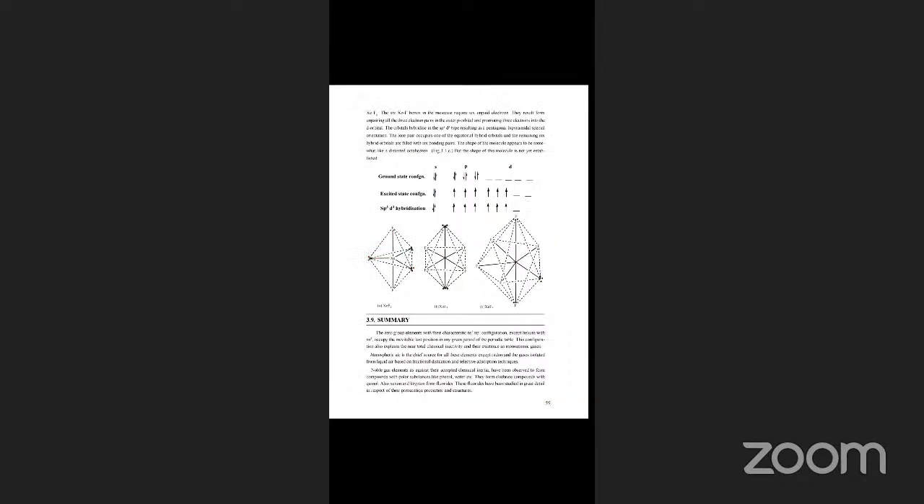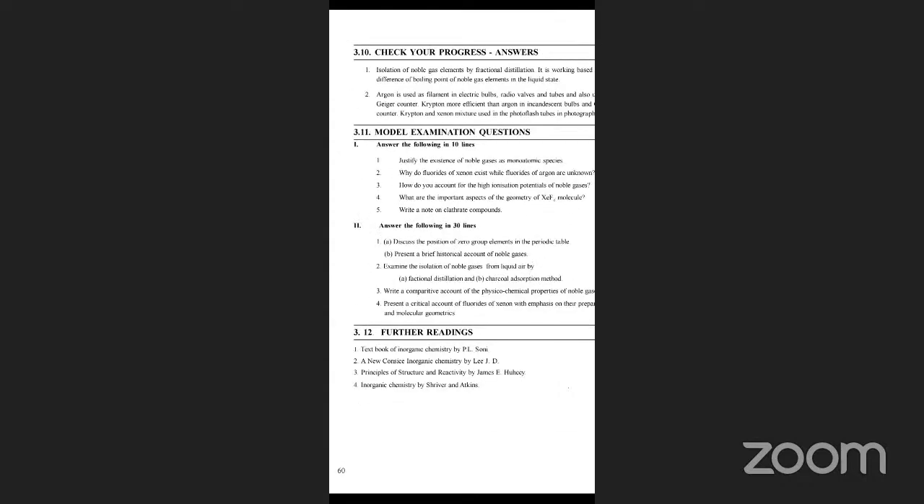See the questions. Despite the existence of noble gases as monoatomic species, why do fluorides of xenon exist? Fluorides of argon are not known. So it's a question. Also discuss the isolation of noble gases by the liquid air fractional distillation method and charcoal adsorption. Charcoal adsorption is very, very important. Then uses of noble gases, then xenon fluoride structures. These are very, very important.